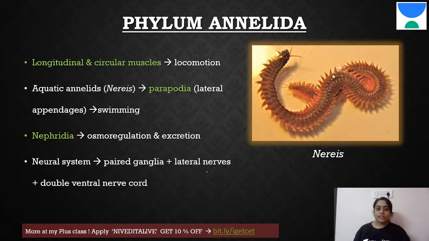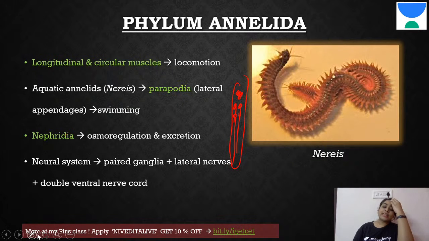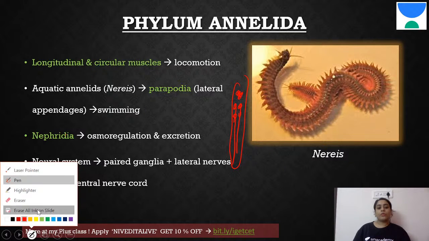So if this is the length of the organism, it would have two ganglia, and each of them would be connected by a nerve cord. Those nerve cords are lateral to each other and they are double ventral. They are on the ventral side. So that's why we call them double ventral.